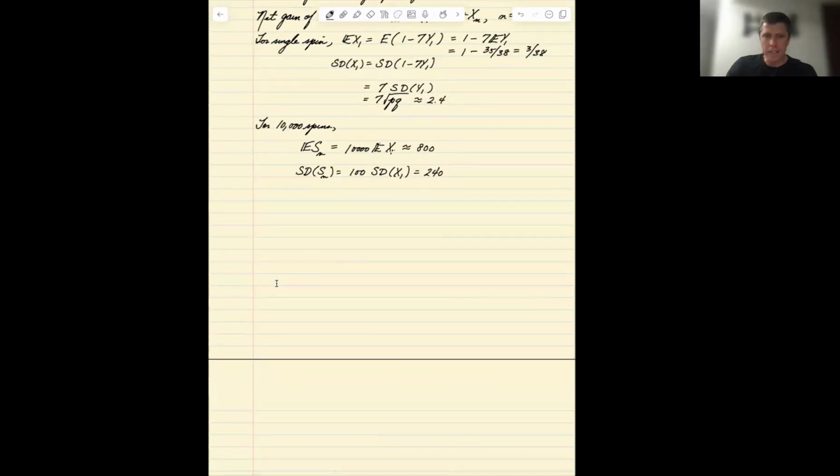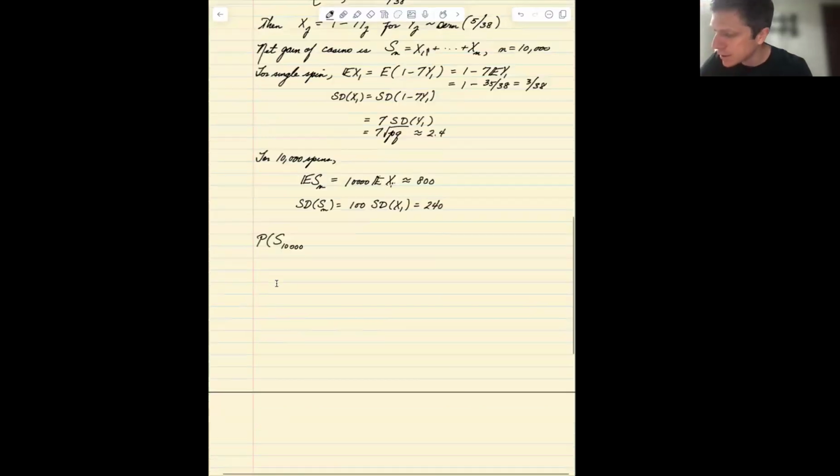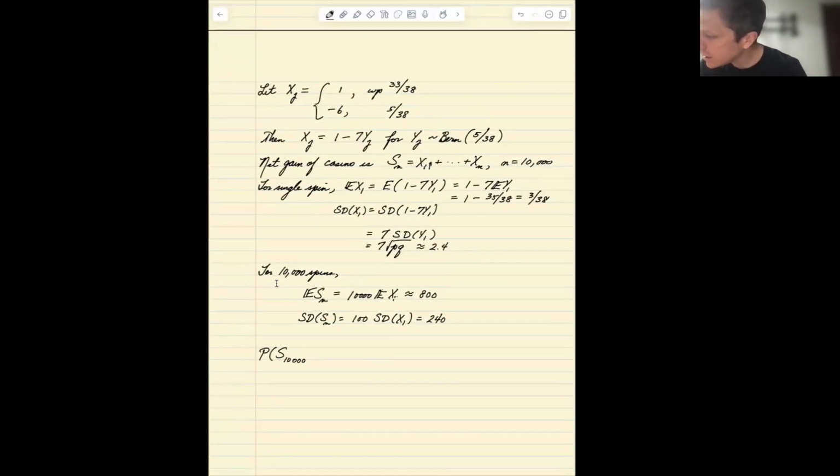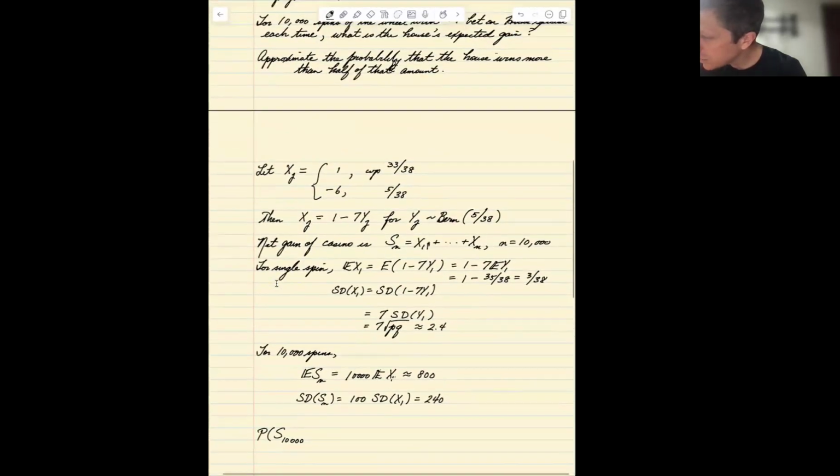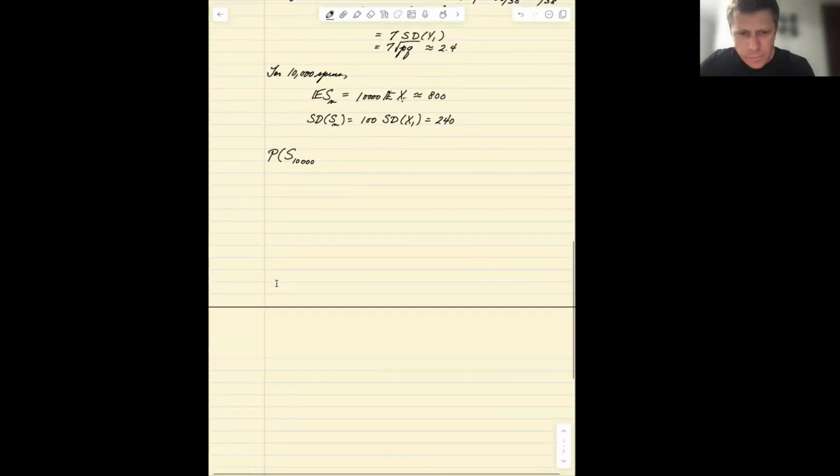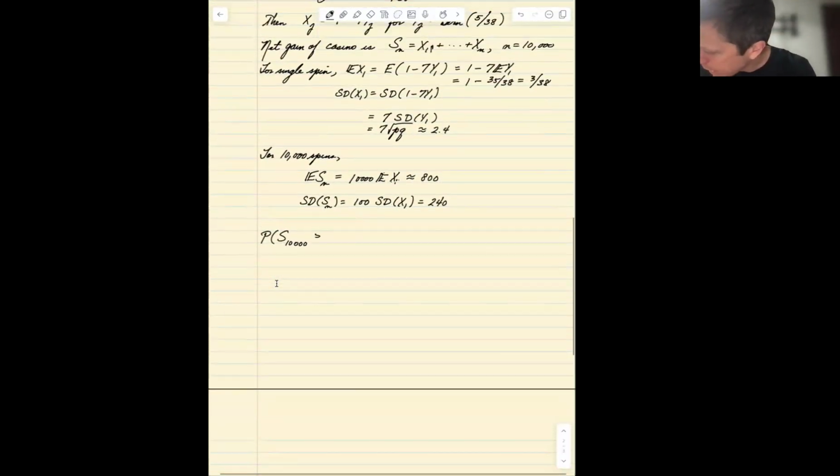So this is the expected win. And now what we're interested in is the probability that the casino, after 10,000 spins, wins more than half of its expectation. Half its expectation is 400. So what's the probability the casino wins at least $400? We use the central limit theorem here because we have a finite mean, a finite variance, and a large sample size.